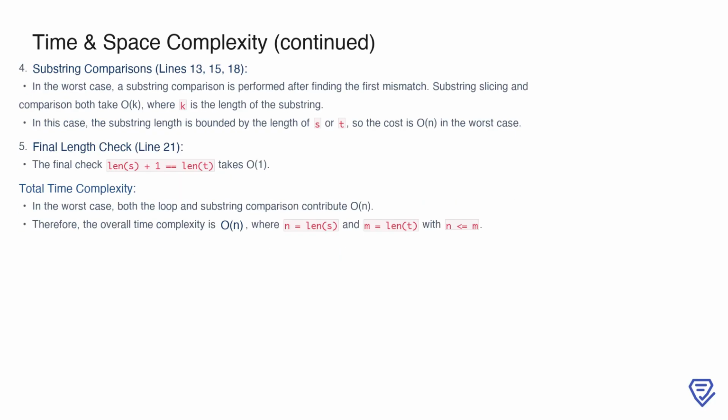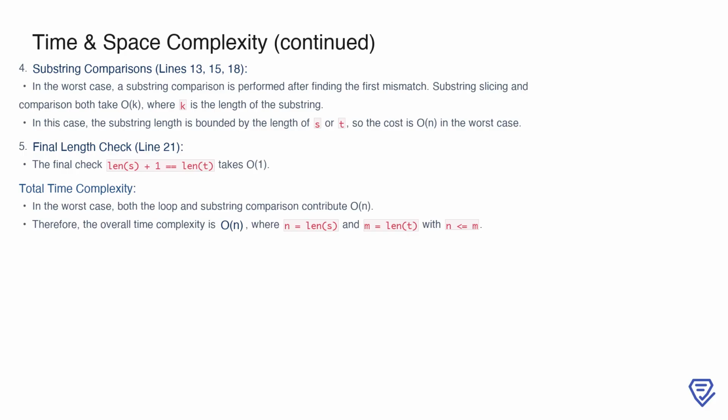Now, we consider the cost of substring comparisons, which occur when we encounter a mismatch during the main loop. Substring slicing and comparison together take O(k), where k is the length of the substring being examined. Since k is bounded by the lengths of s or t, this operation contributes O(n) at most. Lastly, the final length check, which ensures that len(s) plus 1 equals len(t), is a simple arithmetic operation that takes constant time, or O(1).